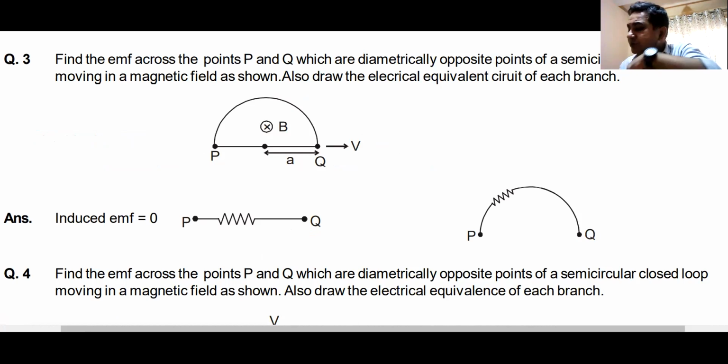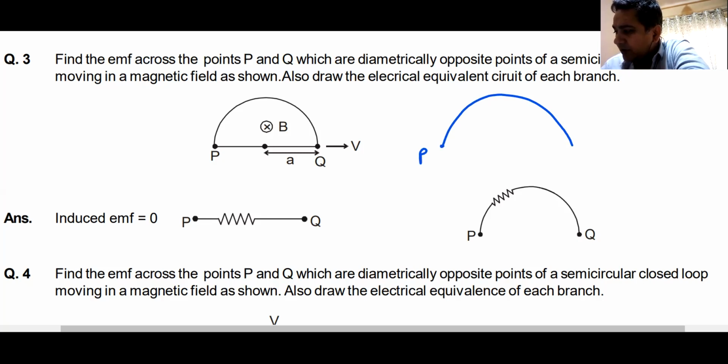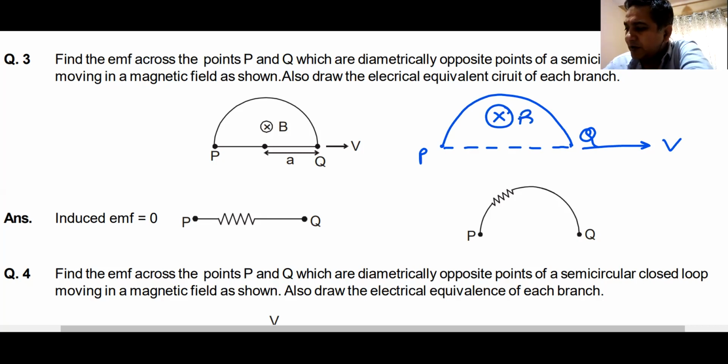So now I have a semicircular loop and I move it inside a magnetic field. What is the induced EMF in this loop? Remember, it is like this. Point P, point Q is like this, and you are moving it with a velocity V like this inside a magnetic field which is going inside. What will be the EMF induced in this loop? Anyone? Do you know how to get it solved? What will be the answer?